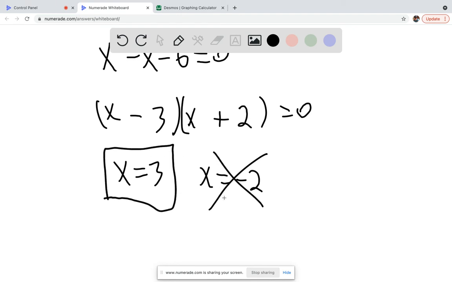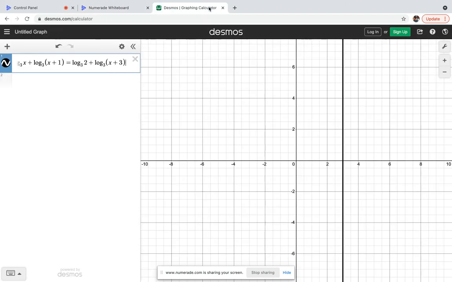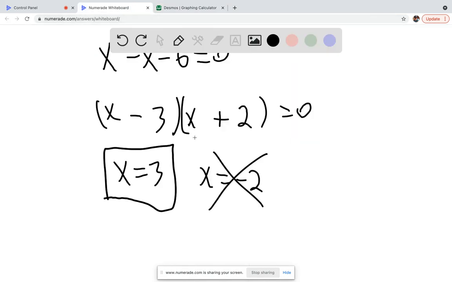x is equal to 3, which we can see if we graph this, right? We put the equation here into Desmos. So here we have log base 3 of x plus log base 3 of x plus 1 is equal to log base 3 of 2 plus log base 3 of x plus 3. We put that in the Desmos, and we see we get a vertical line. That vertical line is going through 3, right? That is the vertical line of the equation x is equal to 3, which verifies our result here that x is equal to 3.